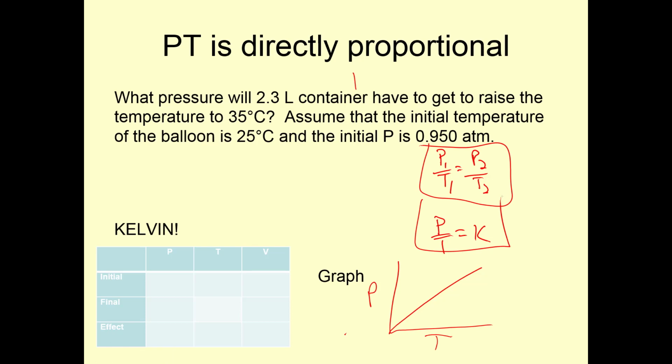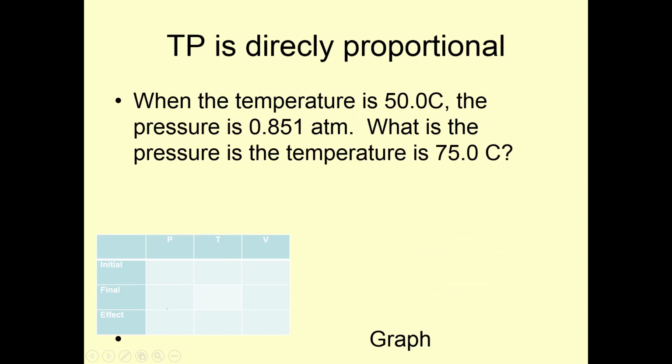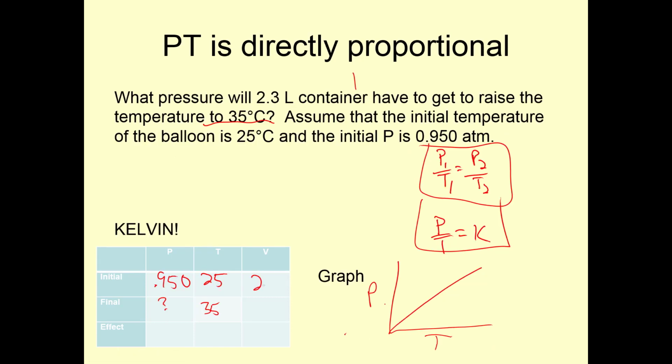So let's look at this. What pressure will a 2.3 liter container have to get to raise the temperature to 35 degrees Celsius? So if I'm raising it to 35 degrees Celsius, that's my final temperature. Assume the initial temperature of the balloon is 25. Initial temperature is 25. And the initial pressure is 0.95. It doesn't say anything else about the volume, so that's going to be constant.